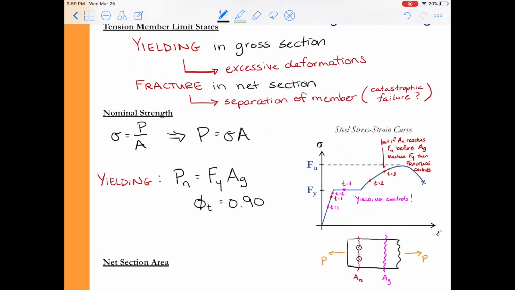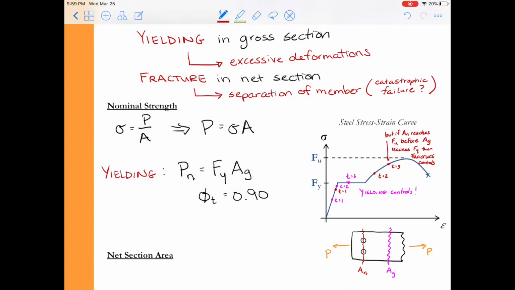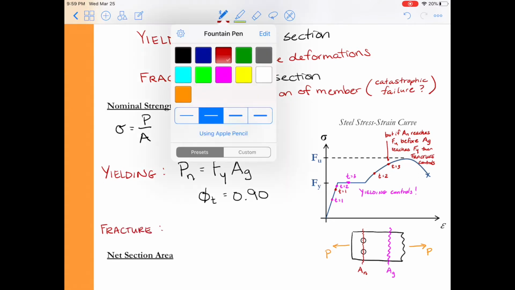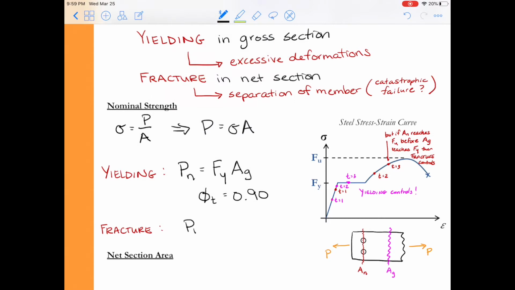So now we need to come up with a capacity, a nominal strength for fracture. Again, we're going to follow the same basic principle that we did for yielding, except at fracture, we're worried about physical separation of the member, and that occurs after we reach the ultimate stress, F sub U, of the material. So here for fracture, we're going to consider F sub U. However, we are concerned with fracture at what we call the net section, and so we're going to use the area at the net section because that's where the member will fracture first.